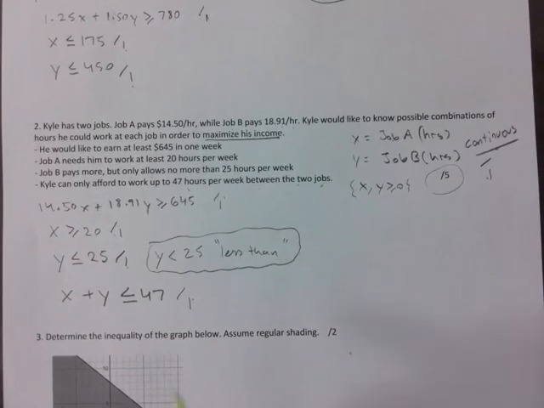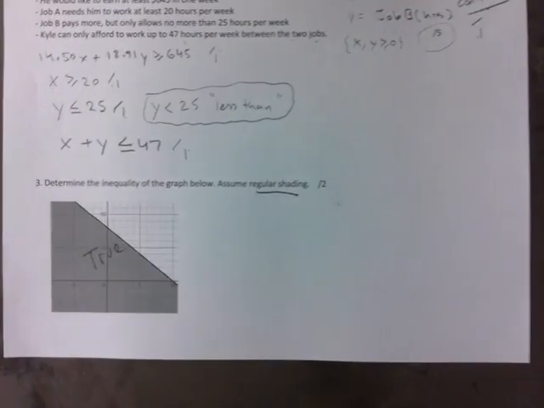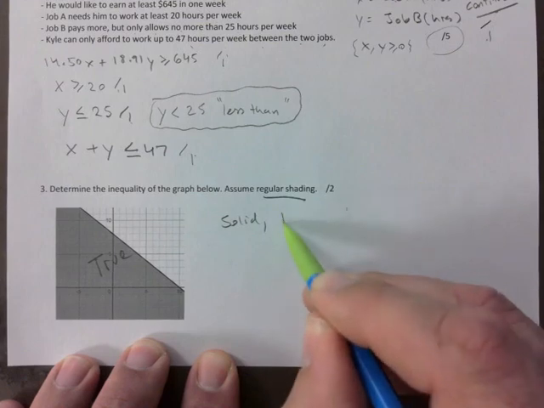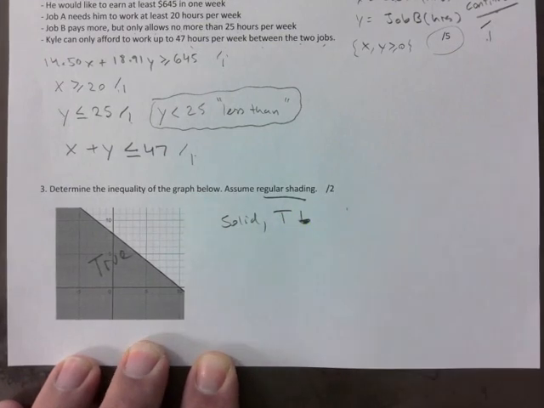Okay. Determine the inequality of the graph, assume regular shading. So that means that the shaded is the true region. That's the most important part. So it's a solid line, and the true region is below. Make that observation right off the top.